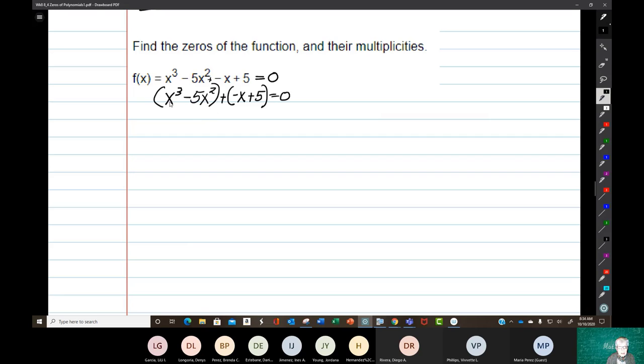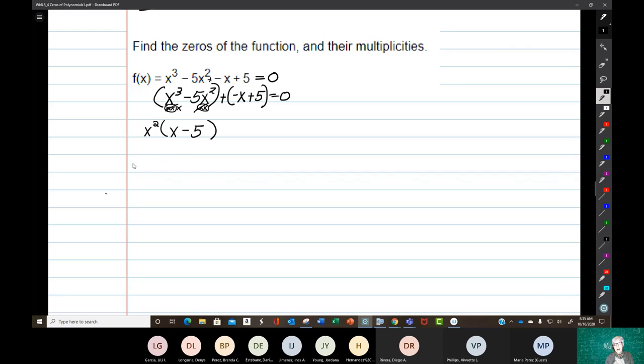All right, now, both of these terms contain an x squared. How do I know? Because x to the third is x times x times x. X squared is x times x. X squared is in both the terms. So that's going to be my greatest common factor. I pull it out to the front. Open parentheses and write the leftovers. I will have an x left in the first term, bring down my minus sign, and a 5.